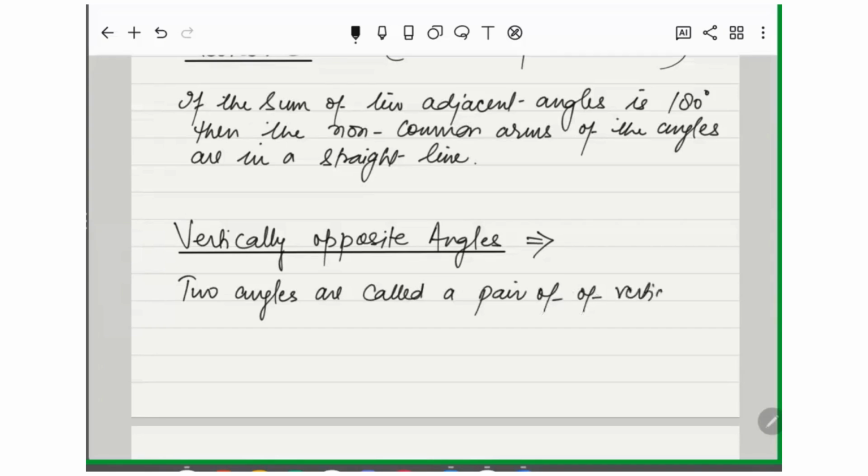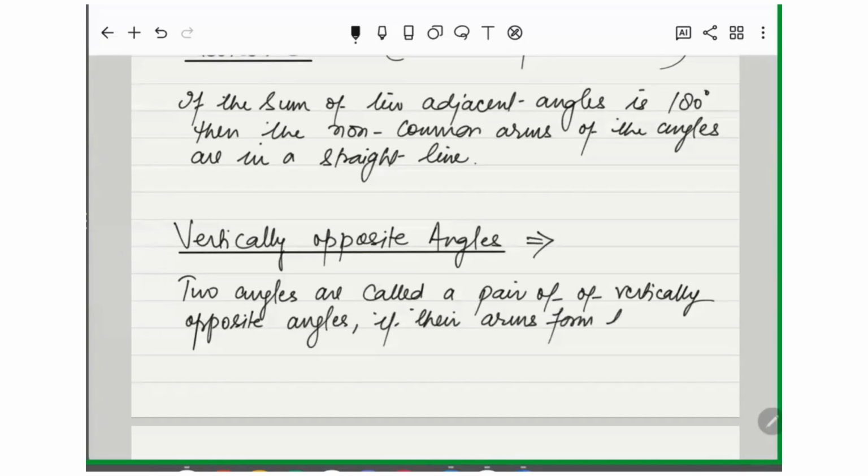vertically opposite angles if their arms form two pairs of opposite angles. Okay. So what are vertically opposite angles? Two angles are called a pair of vertically opposite angles if their arms form two pairs of opposite rays.